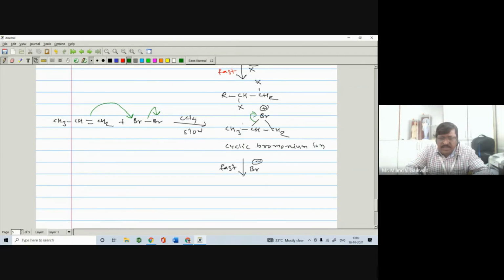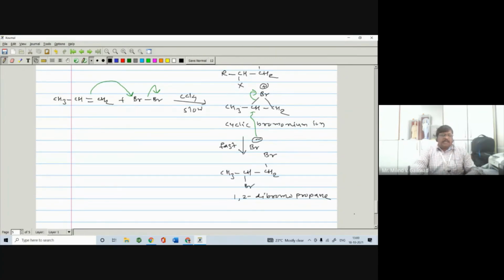also this bond. Suppose if I open this bond, so this Br will attack on this carbon atom, and you are getting here CH3, here is the CH, attack of a Br, here is the CH2, and here is a Br. So you are getting 1,2-dibromopropane compound, right? So in this way, the bromination takes place.